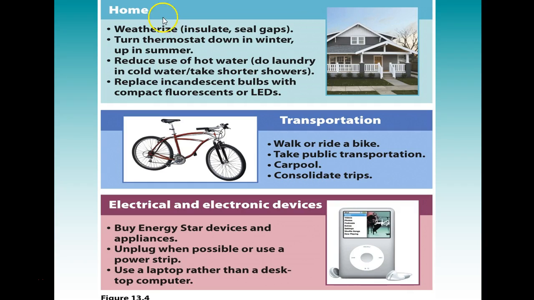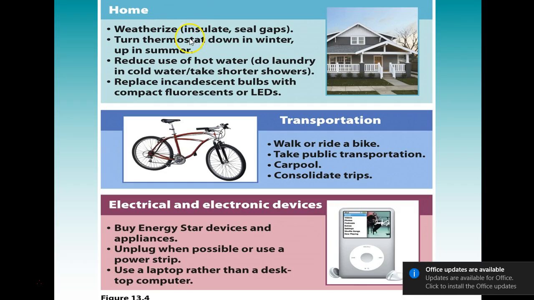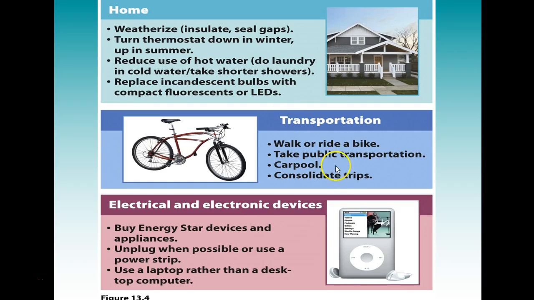We see here there are things that we can do at home, in terms of transportation, and even our own electronics that will help with conserving energy and becoming more energy efficient, which in turn will allow our current energy sources to be used over a longer period of time. So things like at home, in terms of weatherizing, reducing hot water use, and in transportation, things like carpooling and consolidating trips. For electronic devices, we'll talk about what the Energy Star label means, or even just unplugging devices when they're not being used, or using devices and appliances that use less energy in the long run.